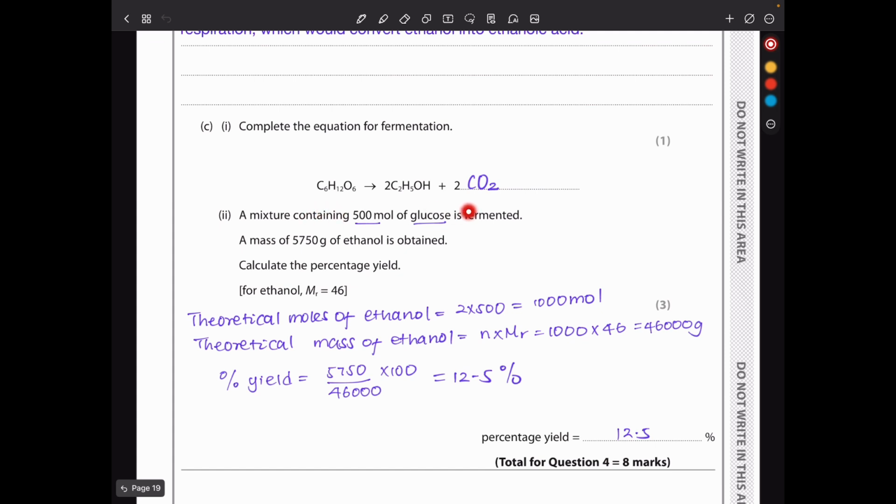So I need to first find the theoretical yield. So the theoretical moles of ethanol are going to be twice the moles of the glucose, because the ratio is 1 to 2, so it's going to be 1000 moles. And then the theoretical mass of ethanol should be this number of moles times the MR, giving us 46,000 grams. Percentage yield should be the actual divided by the theoretical times 100, giving us 12.5%.